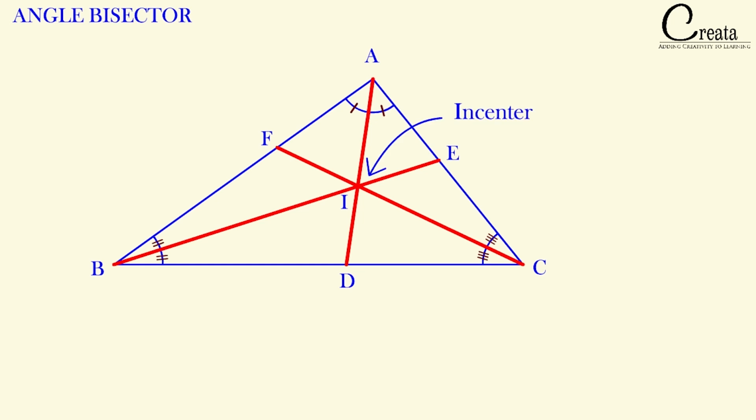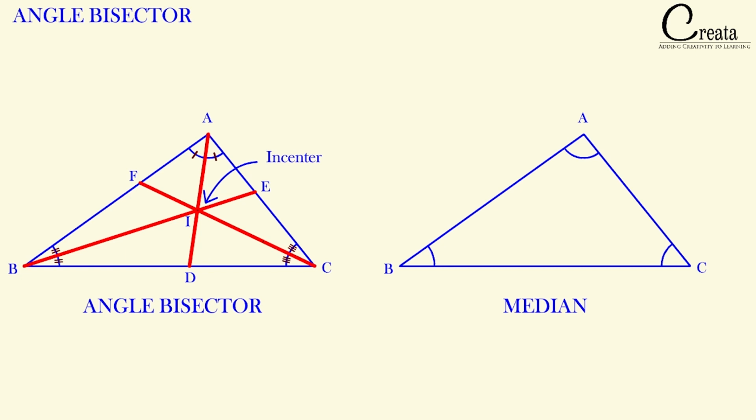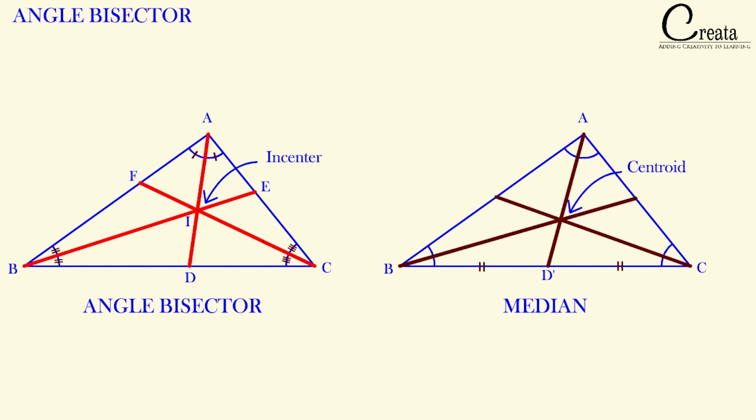I is known as the incenter. If we compare the angle bisectors with the median, a median is a line segment that divides the opposite side into two equal portions, while the angle bisector divides the angle into two equal portions. The intersection point of the 3 medians is the centroid, which is denoted by G, and the intersection point of the 3 angle bisectors is I, that is the incenter.